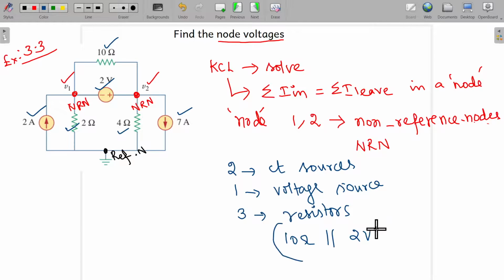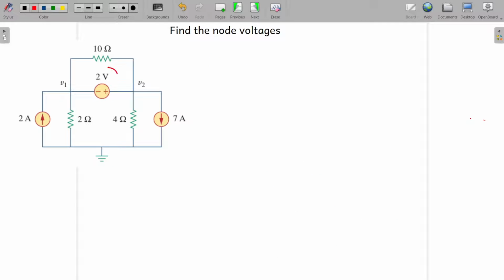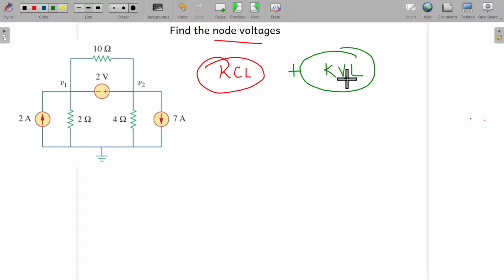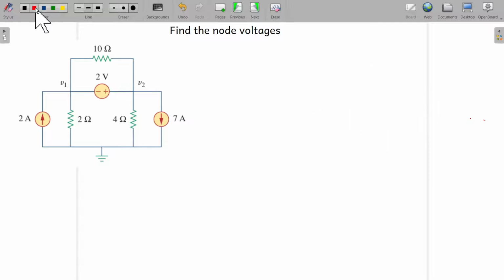This is very important. As we have a 2 volt voltage source in this circuit, we cannot rely only on KCL for finding the node voltages. KVL should also be applied. Then only can you solve this particular circuit. Why? Because if you want to find the nodal voltages, there we apply KCL, Kirchhoff's current law.